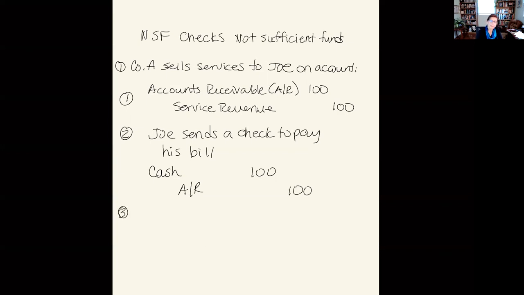Now, what happens is Joe made a miscalculation. He doesn't have any money in his account. So now Joe's check bounces. Joe's check bounces and it's returned with the bank statement, shown on the bank statement as an NSF check.